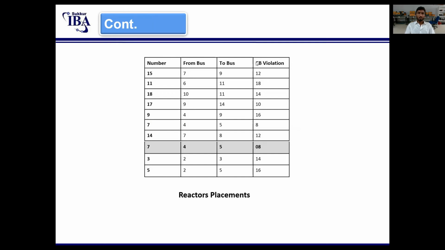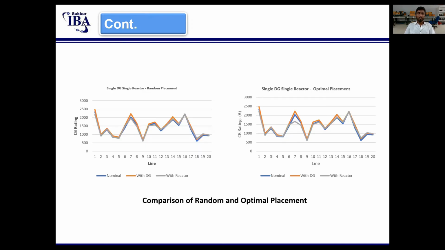These are the fault current limiters we have placed from line 15 to line 5 at different positions after the iterations. Line 7 is the optimal location of the FCL for that DG, in which the number of breaker violations is 8. These are the results comparison when we have placed the DG at any other random placement of the line, and this is the optimal placement at line 7.